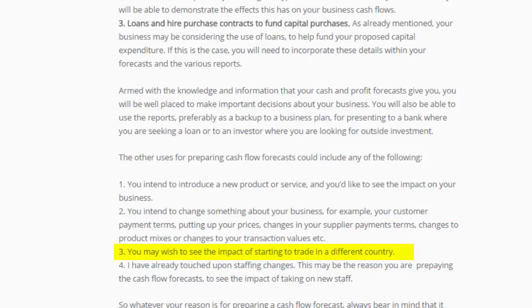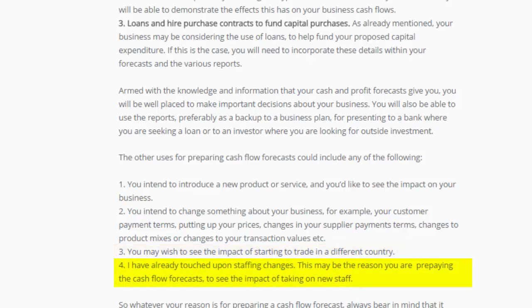You may also want to look at the impact of starting to trade in a different country. Of course, the tax implications may be slightly different. There are other costs that you might need to start thinking about. Do you want to set up a site over in that particular country you're starting to trade with? So all the upfront costs of doing so would need to be incorporated into your cash flows.